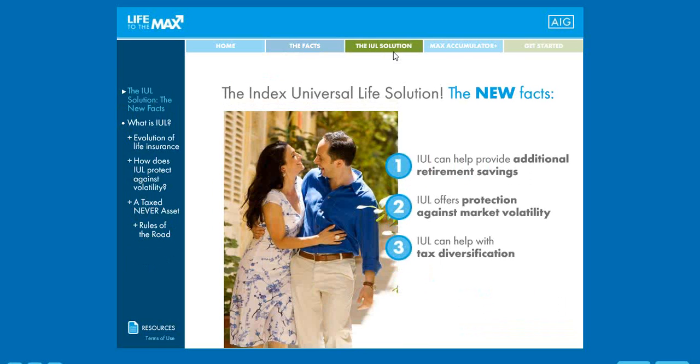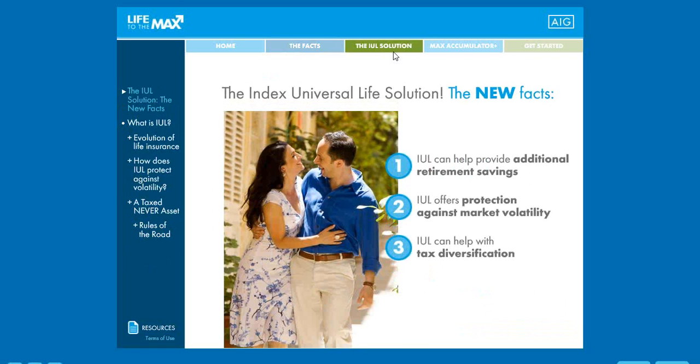So we've already established that most of us aren't saving enough, and market volatility can leave a big impact on retirement savings. And we really don't know what the future of tax rates is going to be. They may very well be higher. I think they're likely to be higher than they are today. Because of all that, you should really get to know a little bit more about Index Universal Life and how you can use that as an alternative when considering a life insurance purchase or your retirement plan. And this can really help you address these facts in a new way.